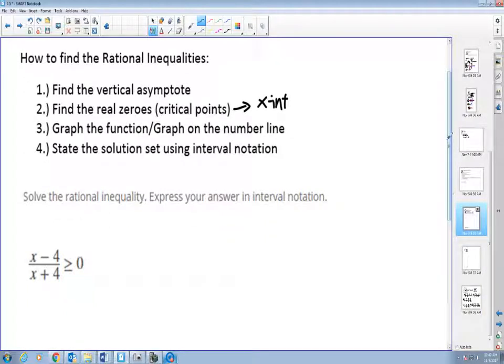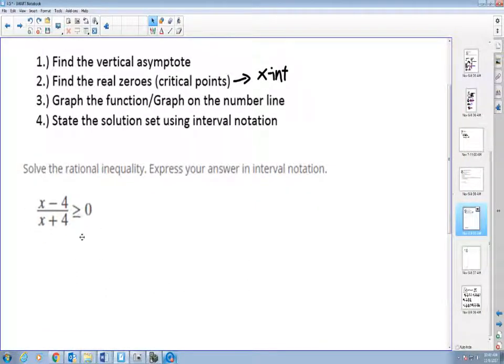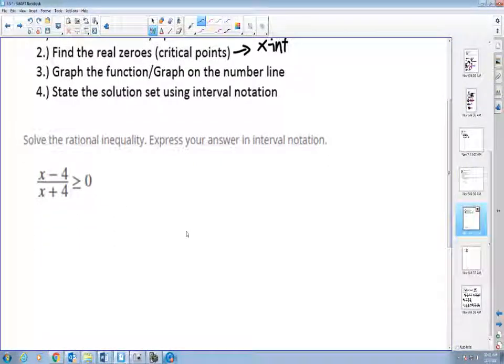One of the most important things to understand right away is to make sure your rational function or your rational inequality has everything on the same side of the inequality sign. So here I have my function greater than or equal to 0. Let's find the vertical asymptote. If I factor the numerator and denominator, nothing can be cancelled.